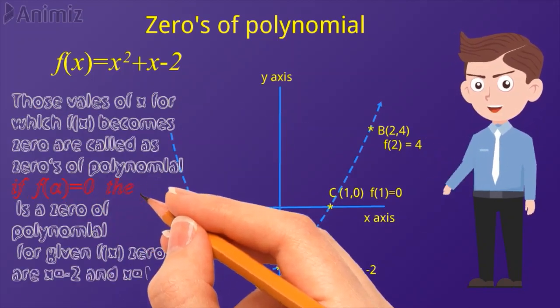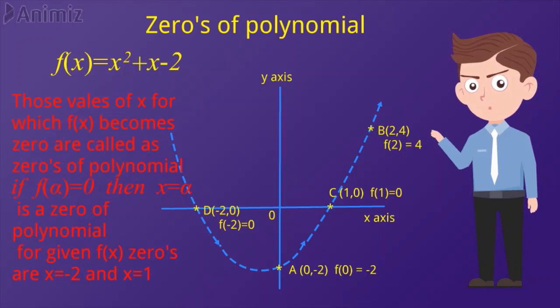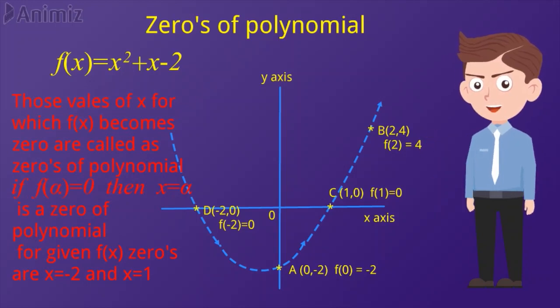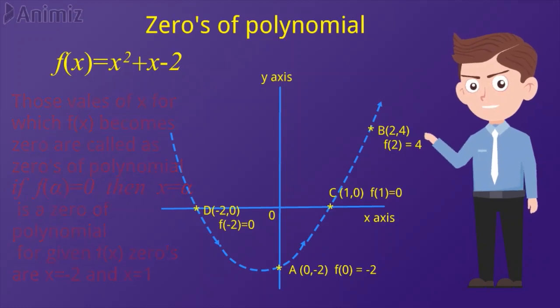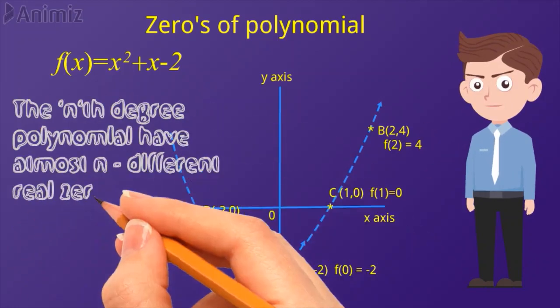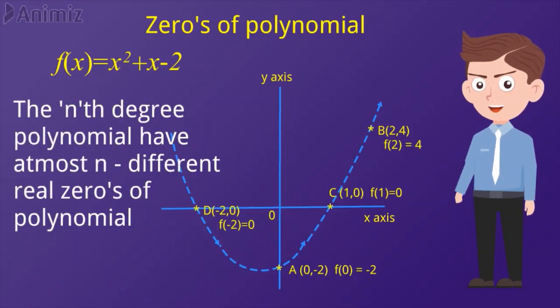Now in particular, that value of x corresponding to which f(x) becomes 0 is called a zero of the polynomial. In the given illustration, that value is x = 1. Remember that x = 1 is one such value. So what it means is, if f(alpha) is 0, then alpha is a zero of the polynomial. Now if I have an n degree polynomial, then there exist at most n different real zeros. Remember that, at most n different real zeros.